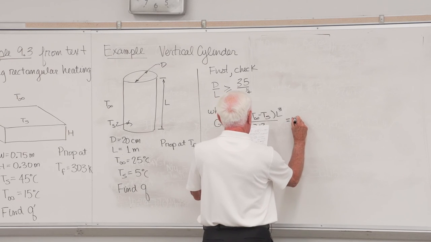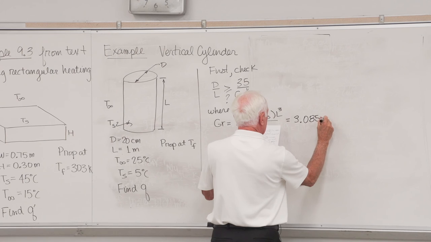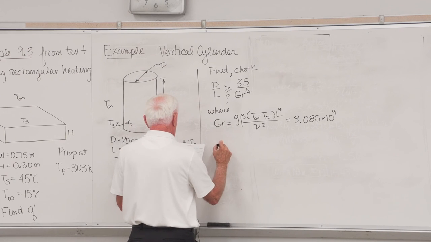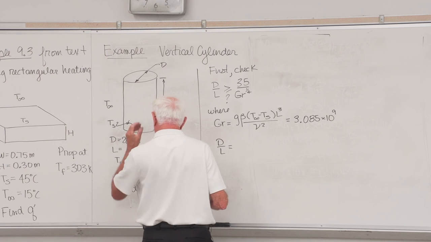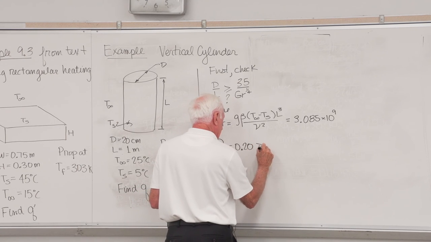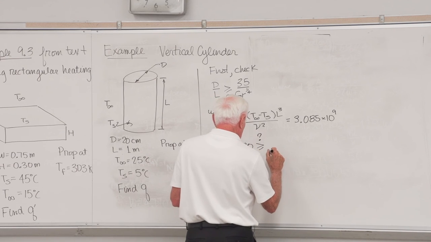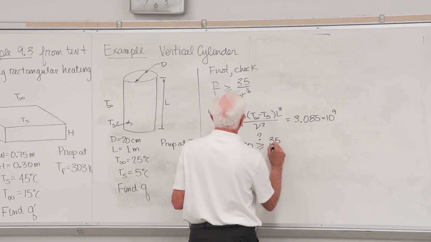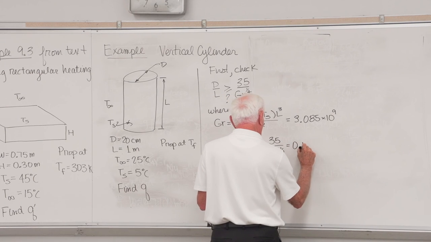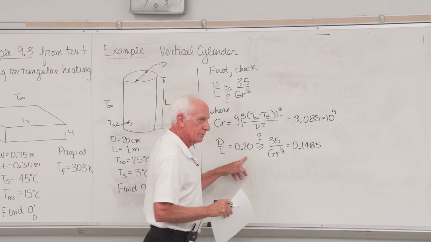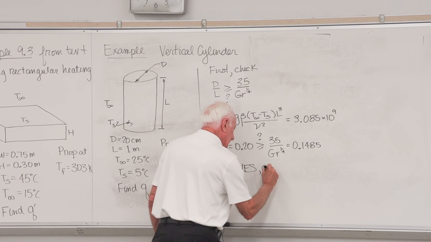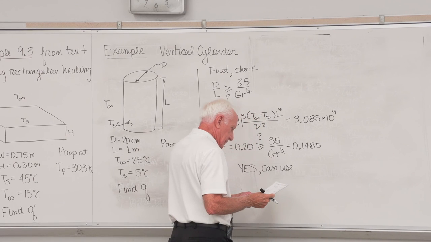Grashof is equal to 3.085 times 10 to the 9th. Got it. So D over L is 0.2 over 1, 0.2. Is it greater than or equal to 35 divided by Grashof to the 1/4? That is 0.1485. Is 0.2 greater than 0.1485? Yes. So we can use equation 9.24.